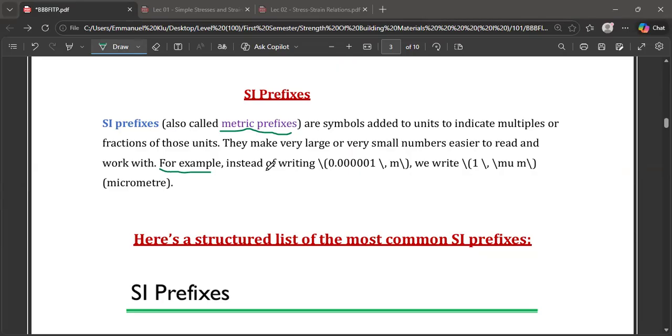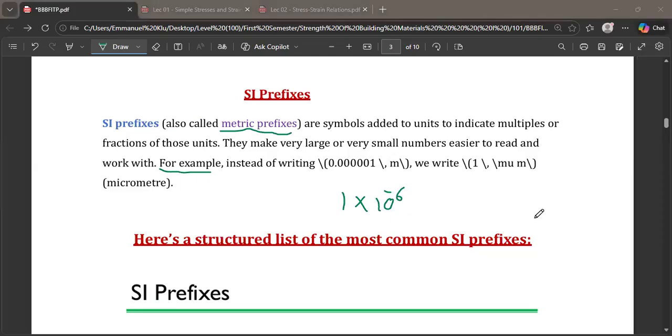For example, instead of writing, let's say, this, how many zeros? 1, 2, 3, 4, 5, 6. So six zeros, okay? So this can be written as what? 1 times 10 negative 6, right? Good. But the other way around, what do you realize? If we are doing some big calculations, at the end of the day, what is 1 times 10 exponent negative 6 going to give you? Someone should quickly work this out and give me the answer.